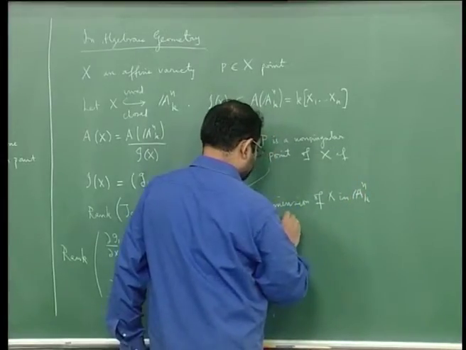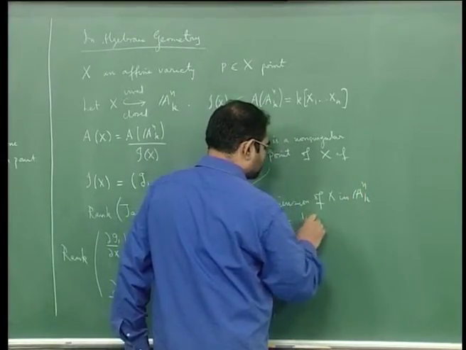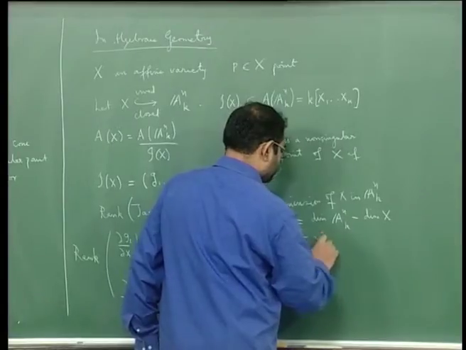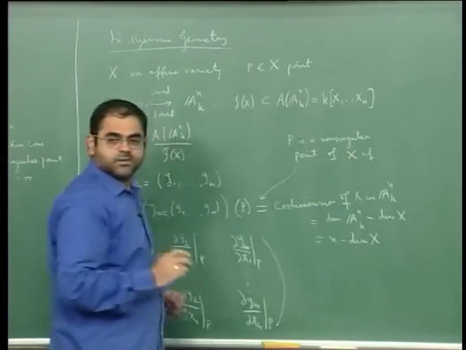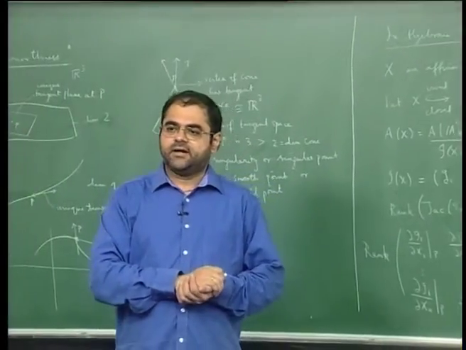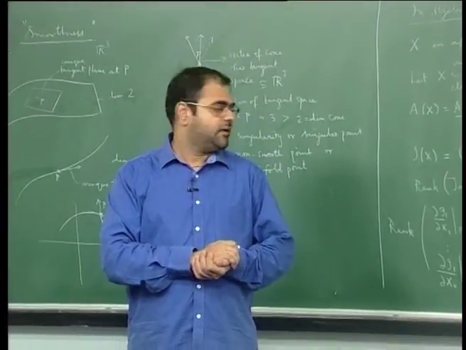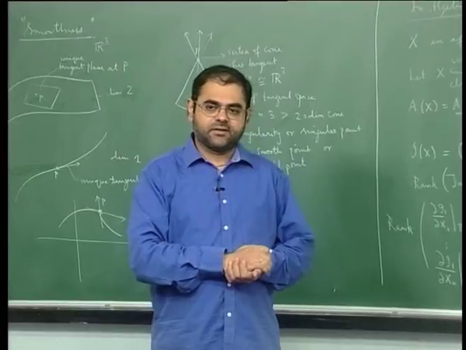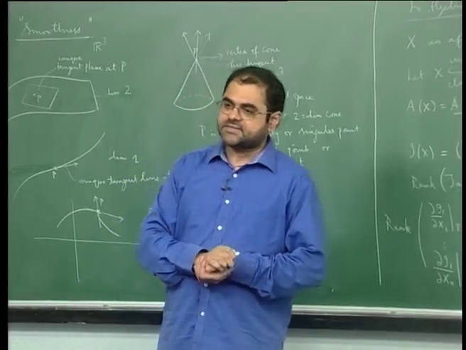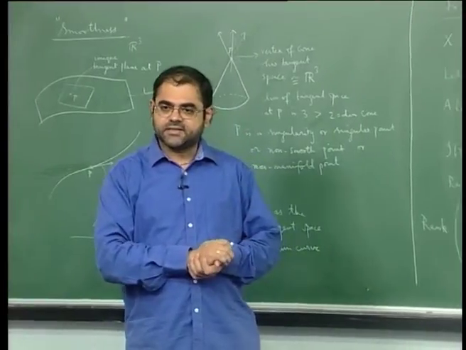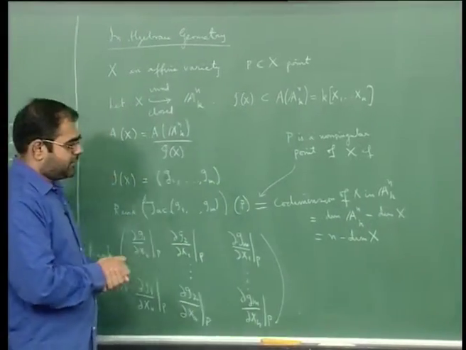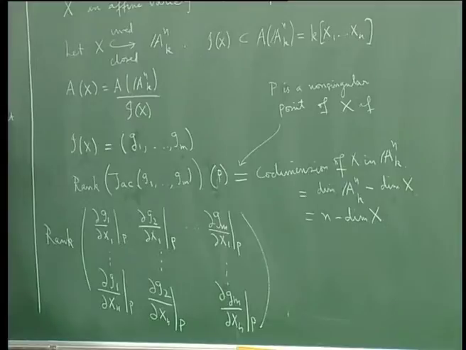Codimension is just the dimension of A^n minus the dimension of X, so it is n minus dimension X. So the codimension of a subspace is the difference: you take away the dimension of the subspace from the dimension of the ambient space. The ambient space here is affine space A^n, the subspace is X, which is embedded sitting inside A^n. You take the dimension of the bigger space minus the dimension of the smaller space, and that is called the codimension of the smaller space in the bigger space.